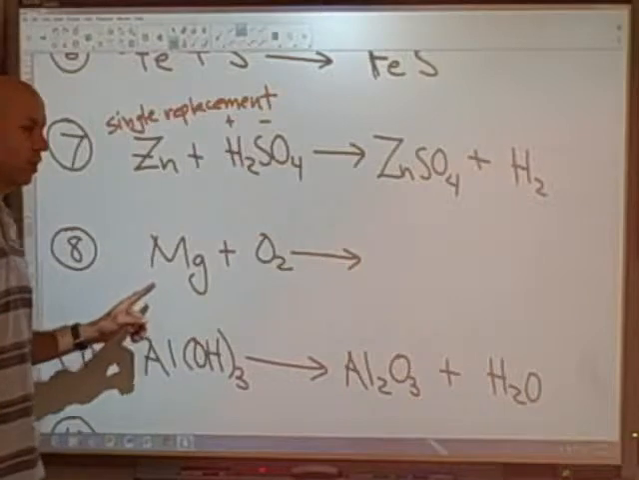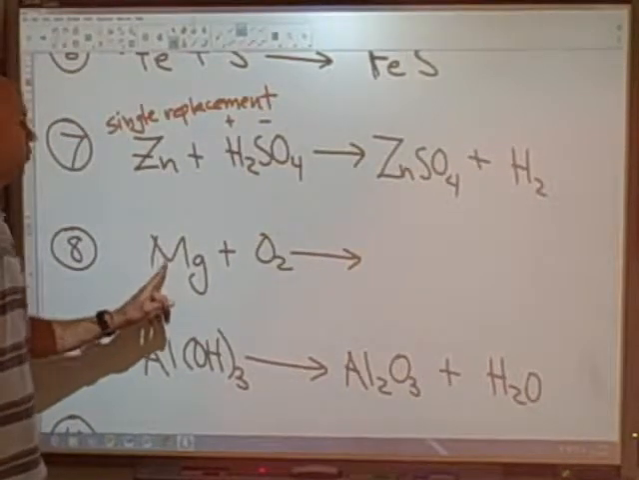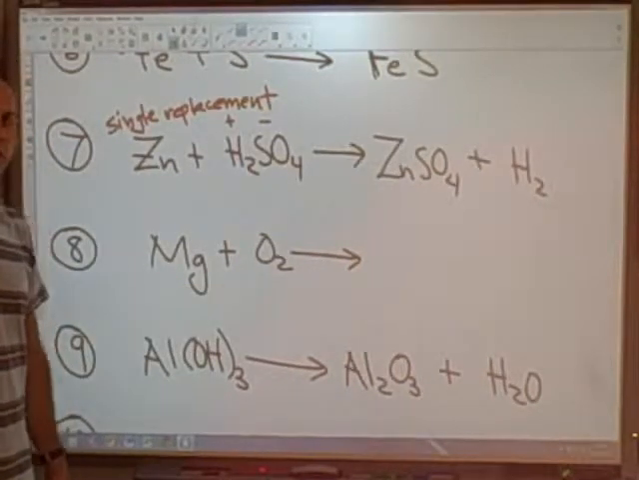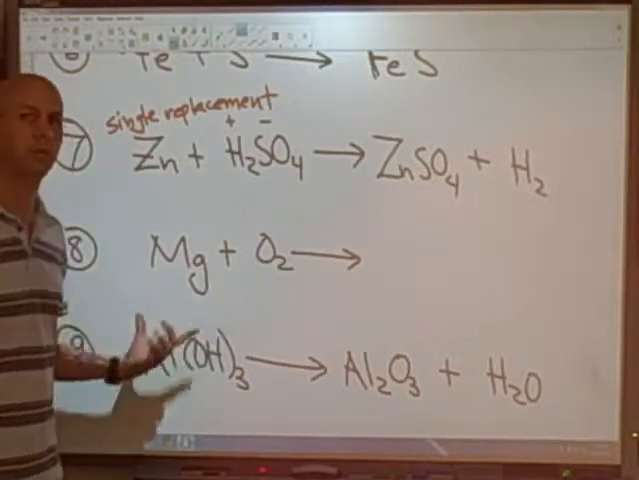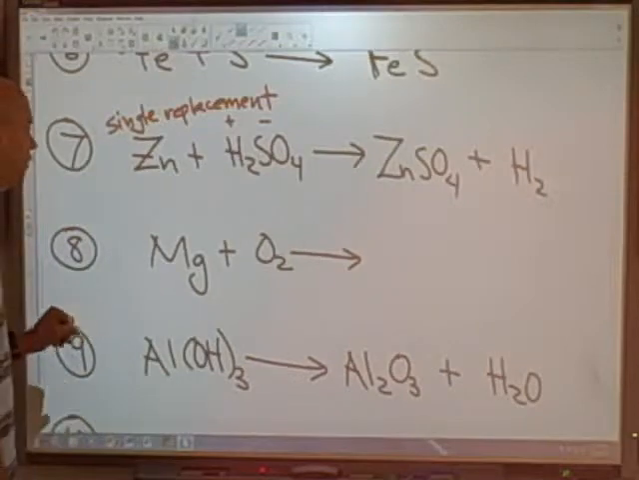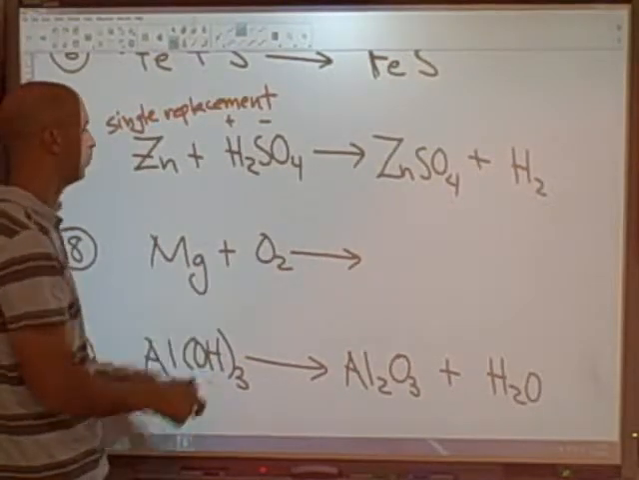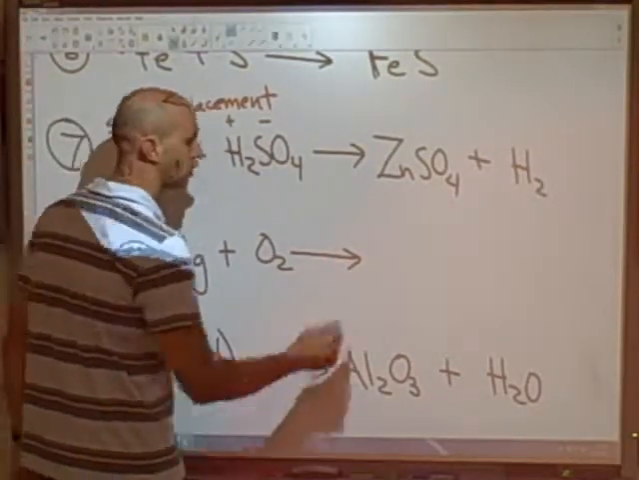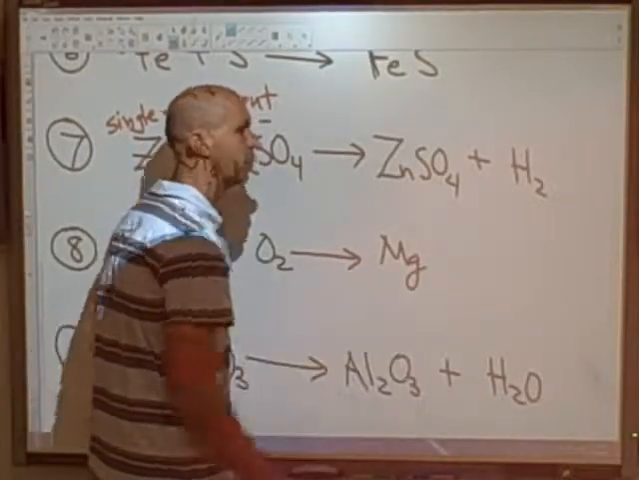Going on to the next equation. This equation has 1 magnesium and an oxygen gas. Okay, since there's only two players, this equation is going to form something called a synthesis reaction. We are going to take these 2 and mix them together. To do so, I have to first look at the periodic table.